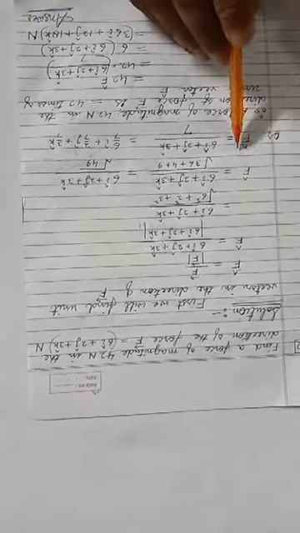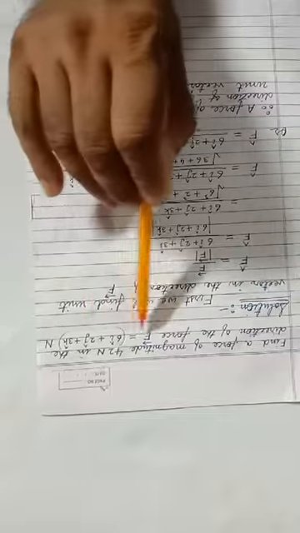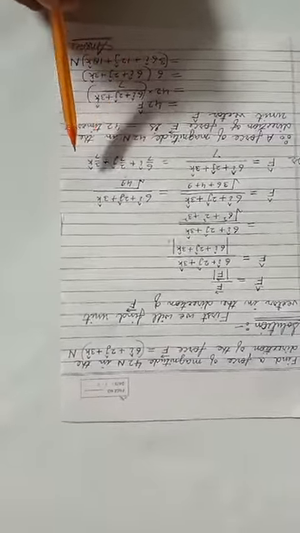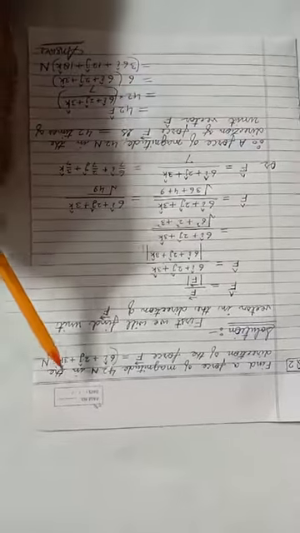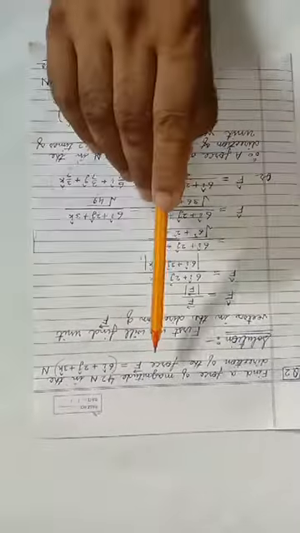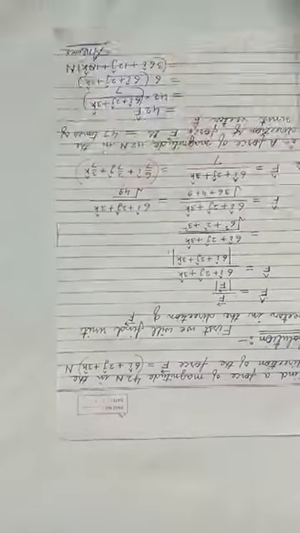So F cap, that is the unit vector in the direction of the given force, is 6 by 7 i cap plus 2 by 7 j cap plus 3 by 7 k cap. This is the unit vector. If you calculate the magnitude of this, you will get 1. And you want a vector whose magnitude is 42 Newton, but the direction is the same as the direction of F. So what we will do? We will just multiply this unit vector by 42.